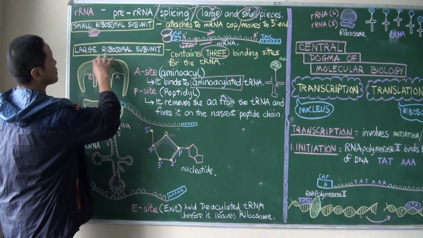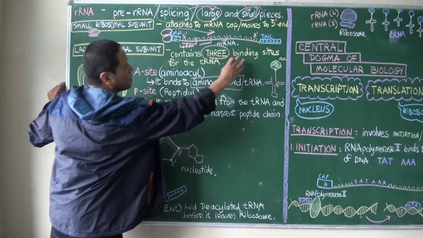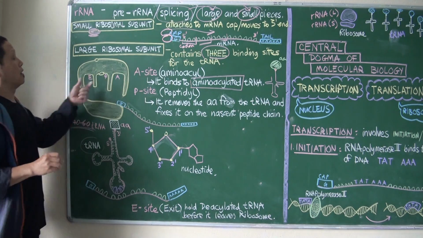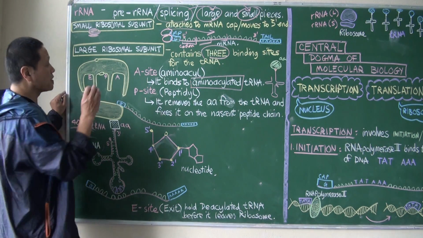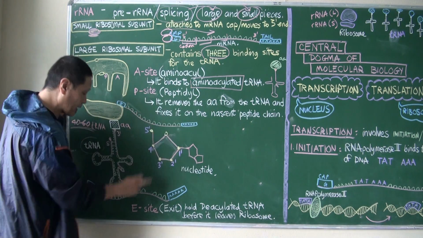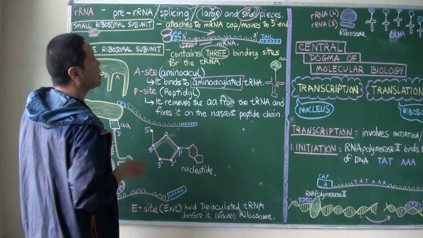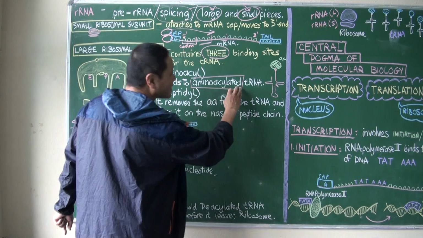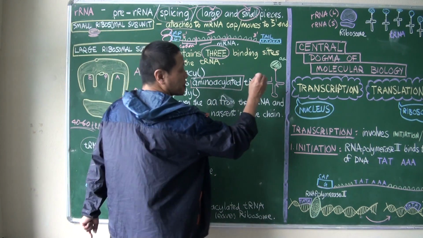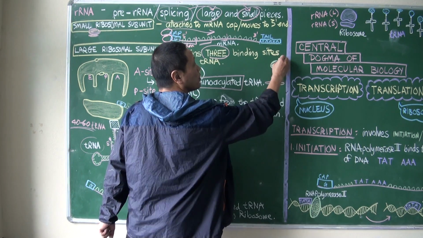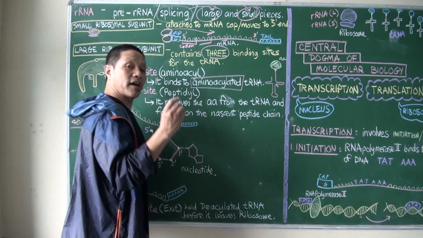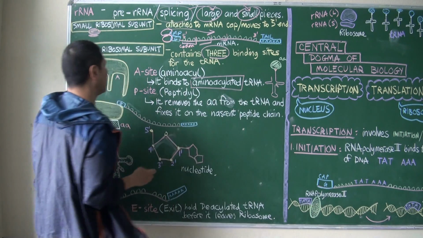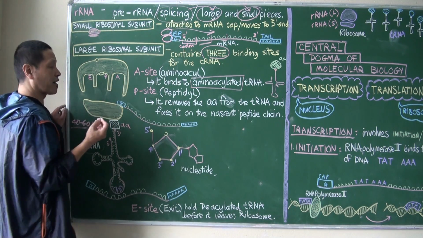Let's come back to the large ribosomal subunit again. It contains 3 binding sites for the tRNA. So this tRNA needs to combine with the large subunit of the ribosome. It contains 3 sites: the A site, the P site, and the E site. The A site is aminoacyl. This A stands for aminoacyl. It binds to the aminoacylated tRNA. So it is a tRNA which is attached to an amino acid. A tRNA plus an amino acid is an aminoacylated tRNA. Okay? This simply means a tRNA.